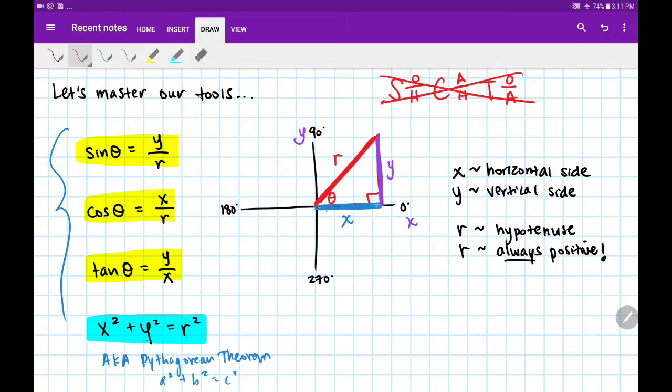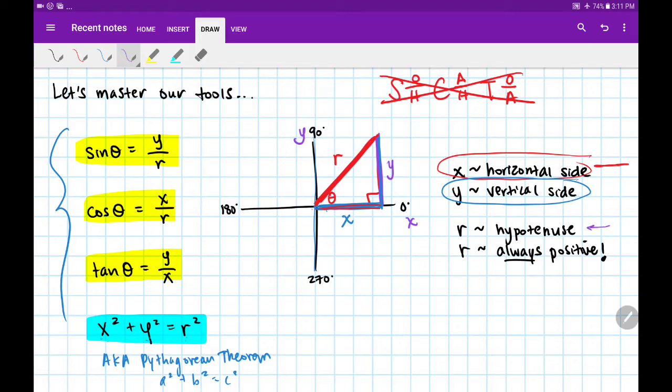So when I talk about x, y, and r, x is going to be the horizontal side, just like the x-axis goes left to right. So you're not going to ever choose the up and down for x. You're going to choose the left to right side. For y goes up and down just like the y-axis does, so it'll be the up and down side, or the vertical side. And then r is always our hypotenuse.